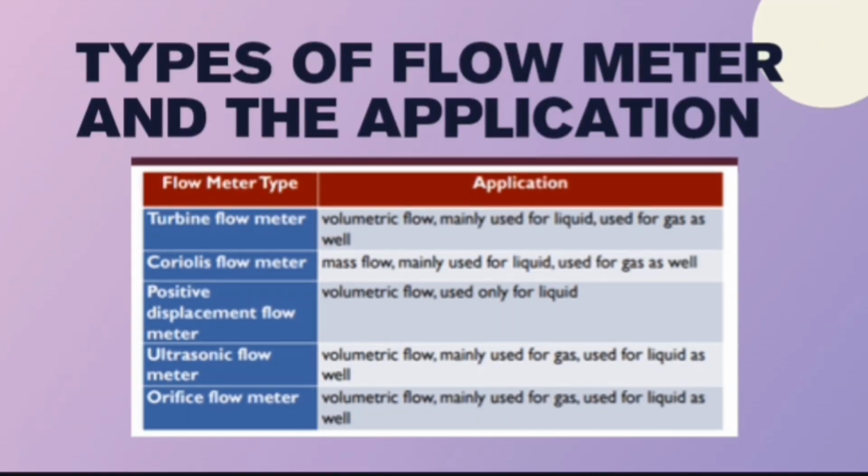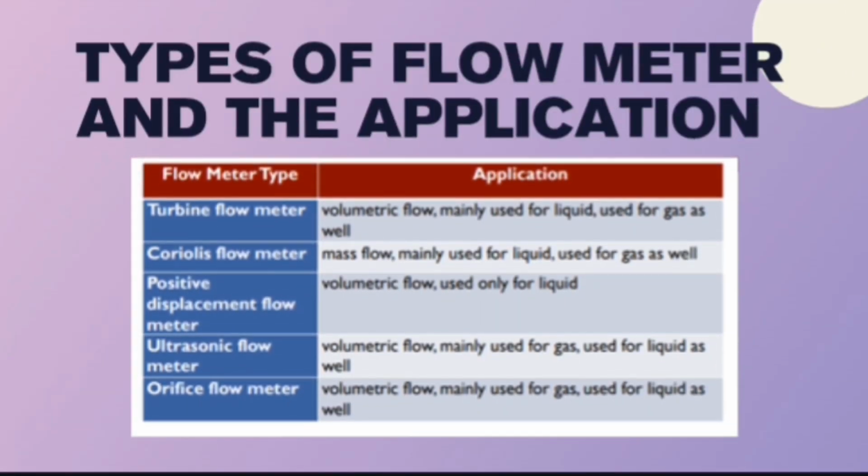Here are some types of flow meters and their applications. A turbine flow meter is a volumetric flow meter, mainly used for liquid, used for gas as well. Next is the Coriolis flow meter, mass flow. It is mainly used for liquid, used for gas. Positive displacement flow meter is a volumetric flow meter, and used only for liquid. The ultrasonic flow meter is volumetric flow, mainly used for gas, used for liquid as well. And last is the orifice flow meter, which has a volumetric flow, and is mainly used for gas and liquid as well.